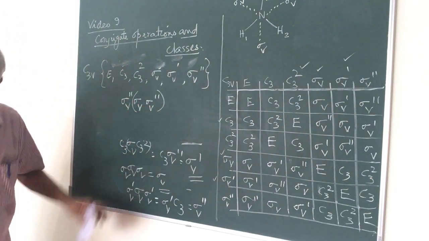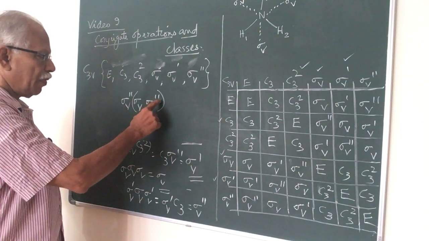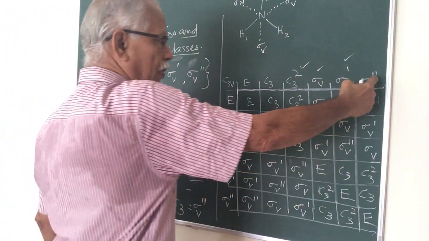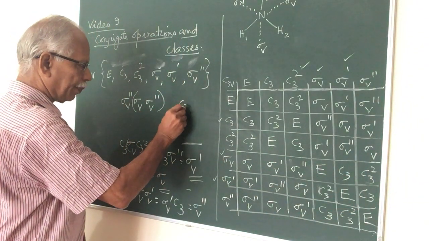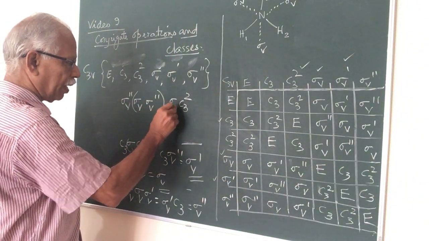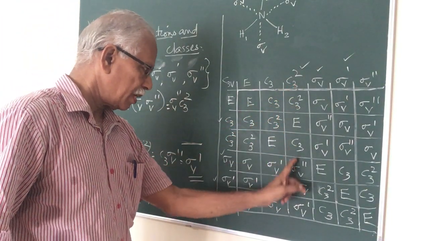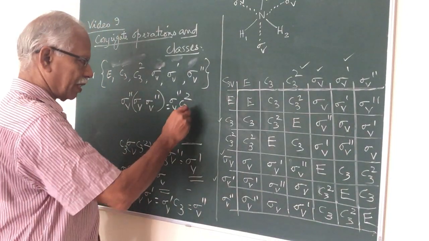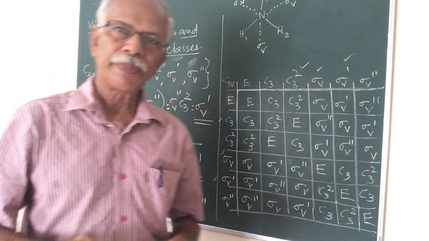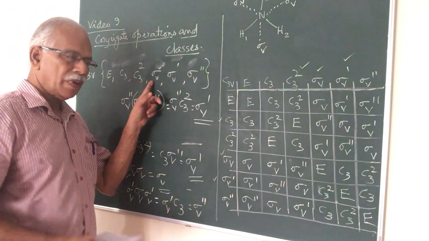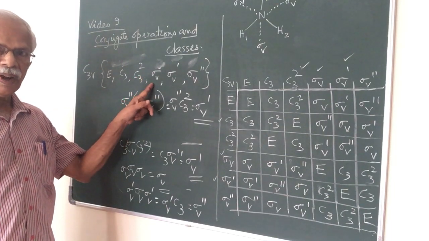Associate these two, get the product from the multiplication table. Sigma v2 dash sigma v is C3 squared, C3 squared sigma v2 dash. What is C3 squared sigma v2 dash? You have to come here. It is sigma v dash. So we find that the particular operation sigma v is conjugate to sigma v itself.